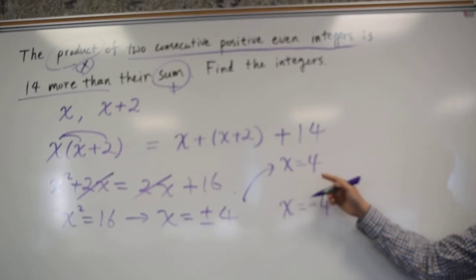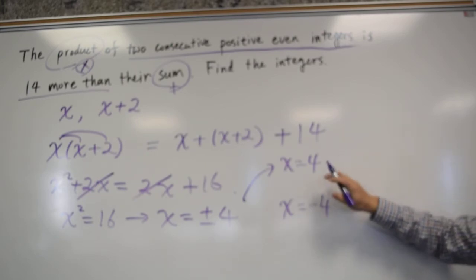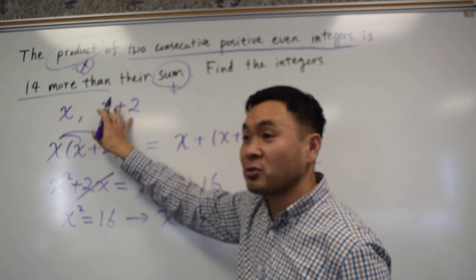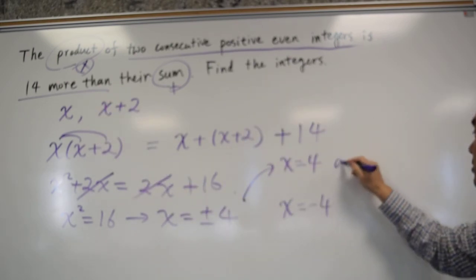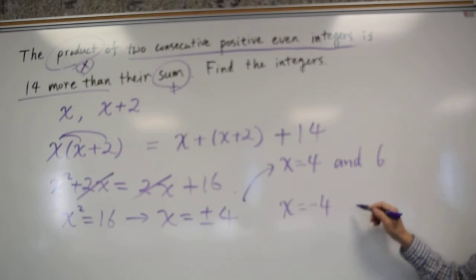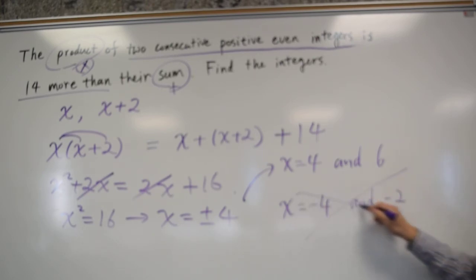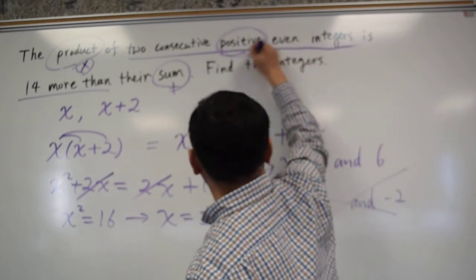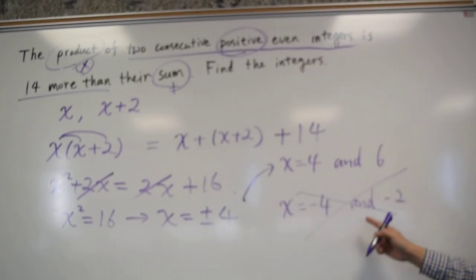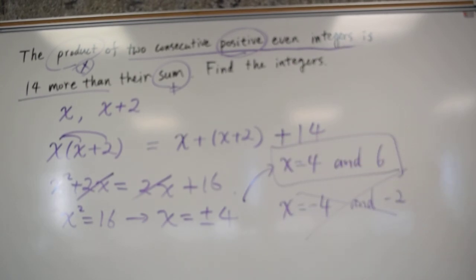Okay, when x is 4, what's the other number? 4 and 4 plus 2, which is 6. So 4 and 6. And then negative 4 and? Negative 2. But one of them is not an answer. The negatives are not an answer. Why? Because it says positive here. So this is negative, so that doesn't work. And therefore, this is the only answer. 4 and 6 are the two numbers.